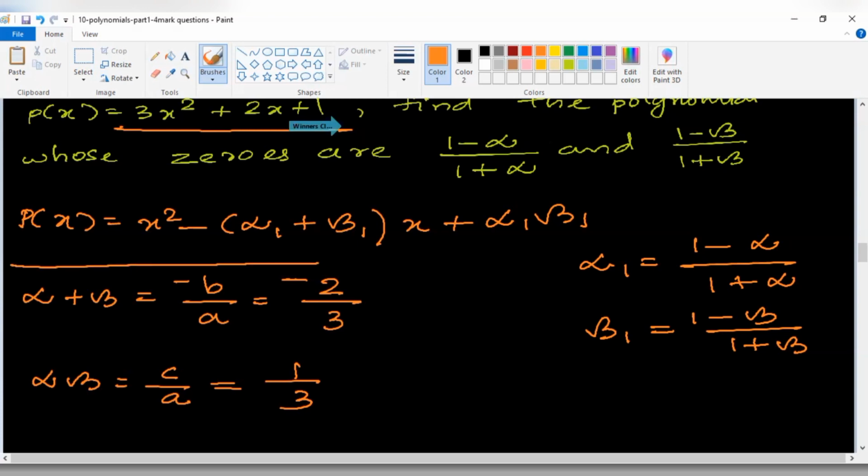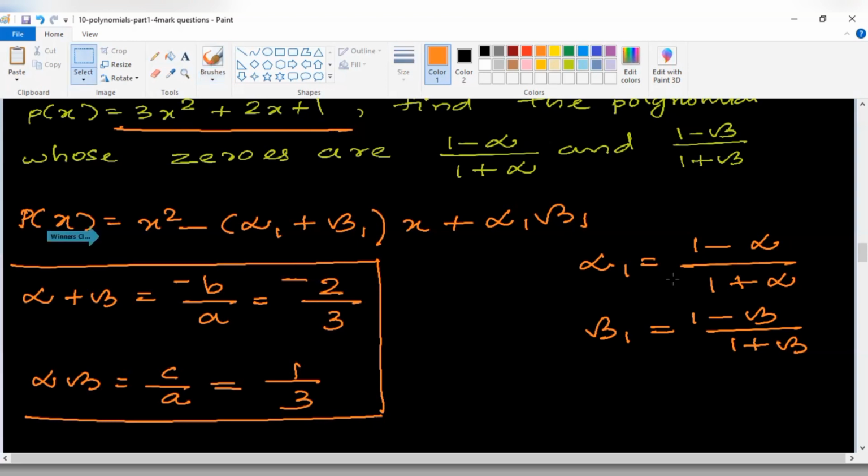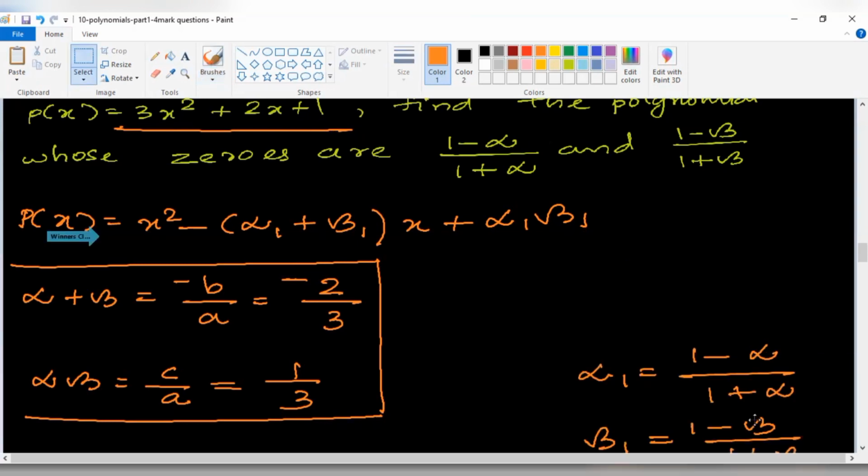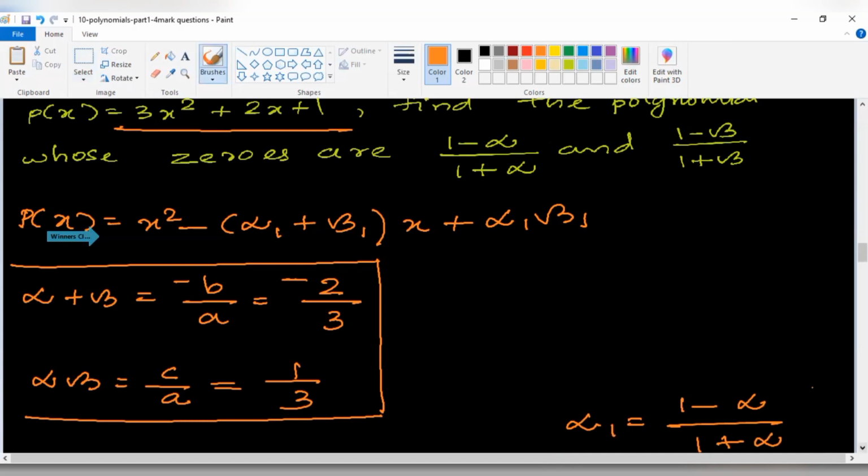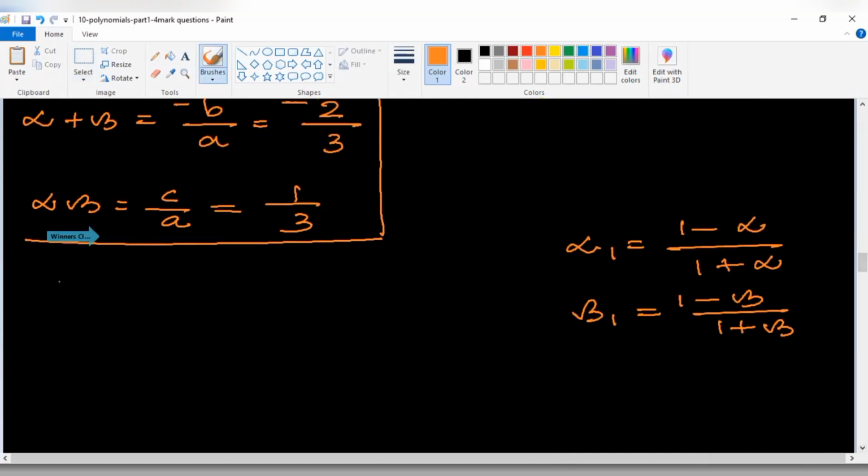Okay, let it be here. We will apply it when it is needed. So we got alpha plus beta and alpha beta. Now we have to find this, right? Alpha 1 plus beta 1 is actually what we need to get the required polynomial. So these are alpha 1 and beta 1. So let us add alpha 1 plus beta 1. Let us take the values from here.